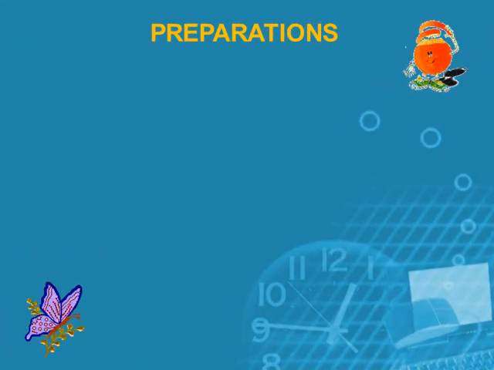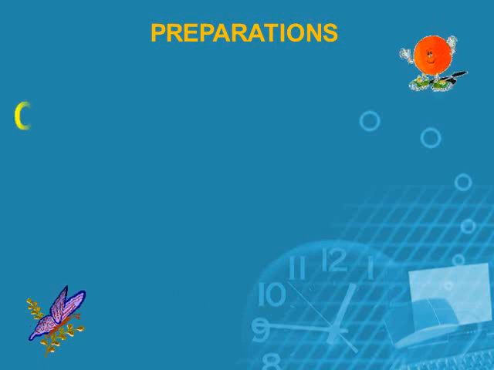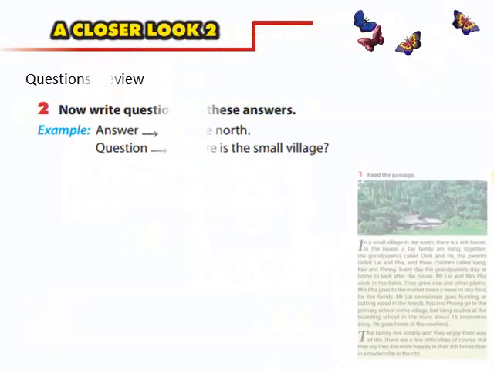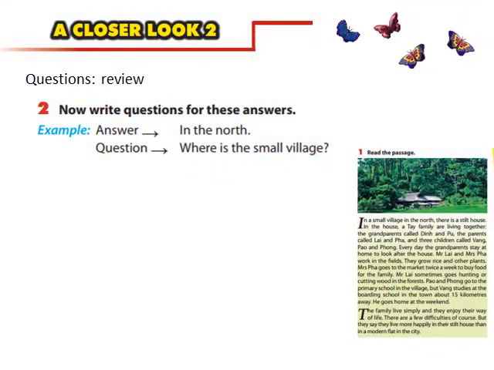Before we start the lesson, you should make some preparation. We are going to review how to make questions with exercise 2. Before we do exercise 2, you have to read the basics in exercise 1 first. They give us an answer: in the north. And we have to make a question with this answer. Where is the small village?